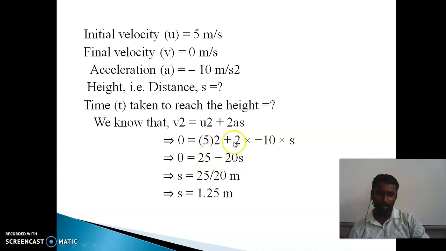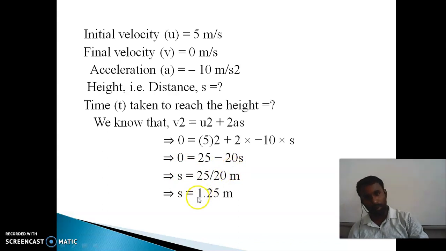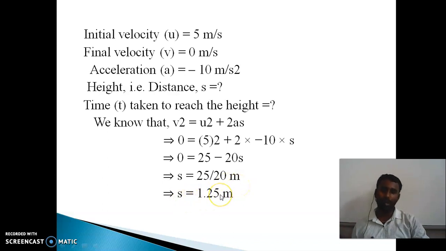So minus 2 into 10, with the minus, gives minus 20s. So 0 equal to 25 minus 20s. The minus 20s goes to the other side, so s equal to 25 divided by 20. If we cancel, 1.25 meter will come. Otherwise, 2.5 divided by 2 also gives 1.25 meter. So the distance is found.